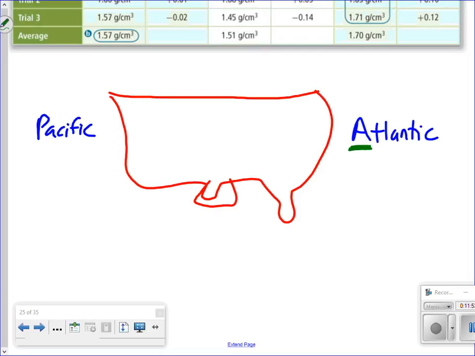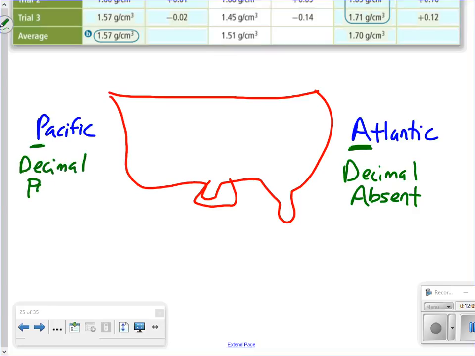Emphasis on the A means that your decimal is absent. All right, I'm going to teach you the shortcut. What do you think it means for the Pacific side? Present. Very nice. Decimal is present.